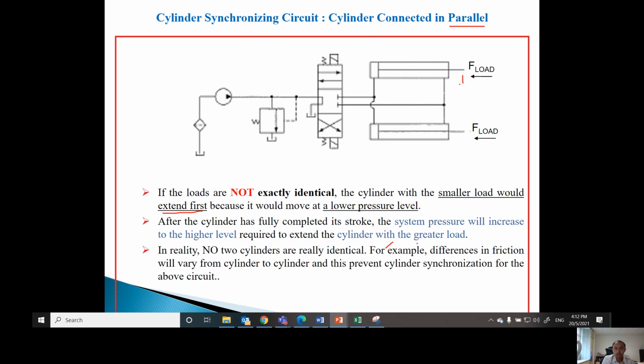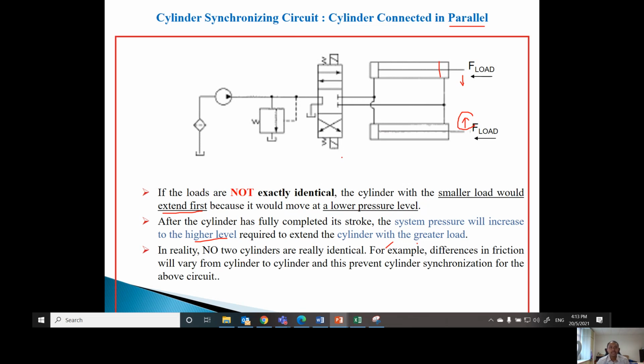So this is a smaller load and this is a higher load. In this case, this one will extend first. Once it's already reaching the maximum position, the piston is here. Then what happened? The pressure will start to increase because there is no way that this piston can move any further. The pressure will increase to a higher level, and then the cylinder with the higher load will extend.